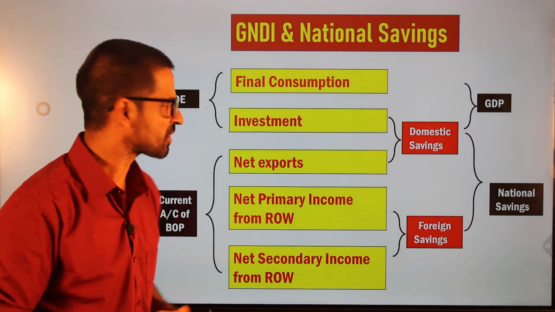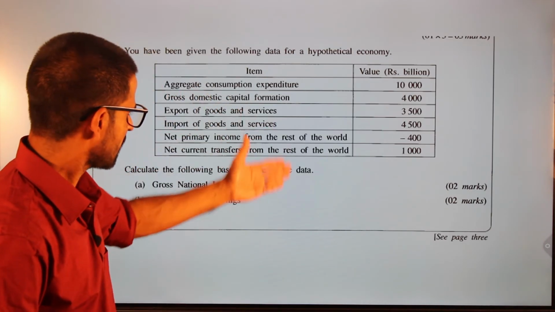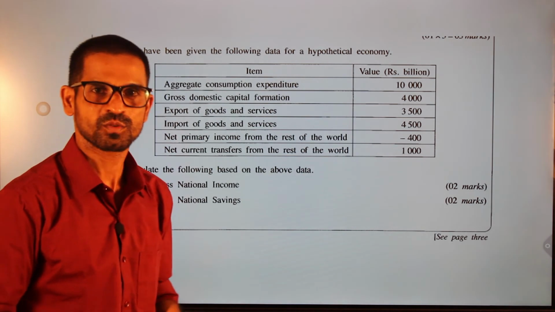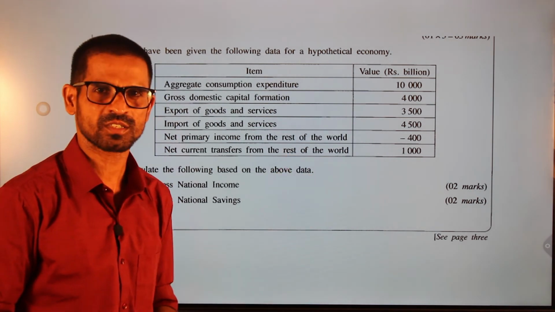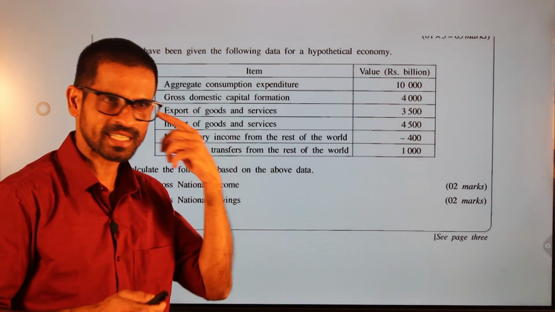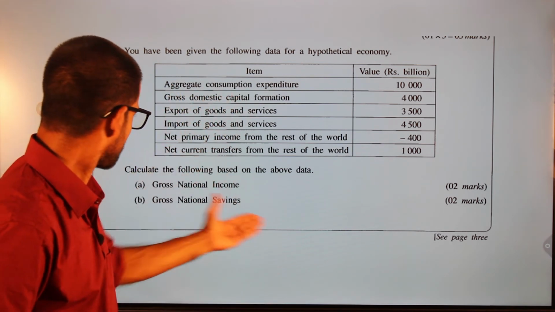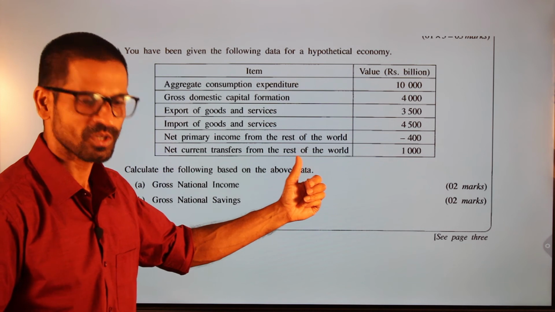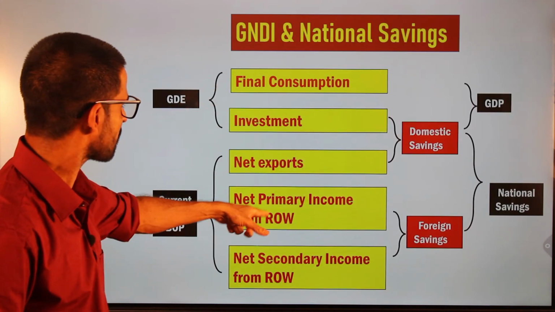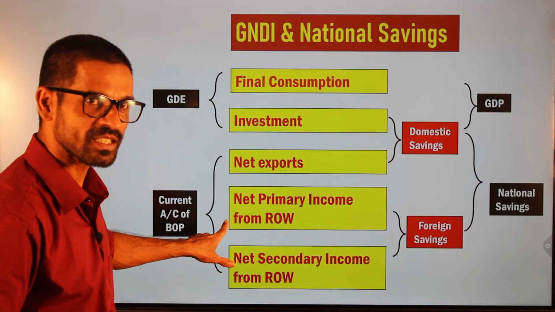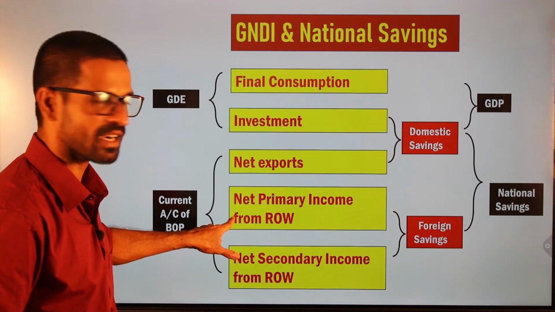This is really important. Actually, this was tested in the 2020 paper for 4 marks. Structured is just 4 marks. I can calculate by looking at this. Right? Very simple. How do you reach gross national income now? You can see that with this one you can see gross national income, up to this point.